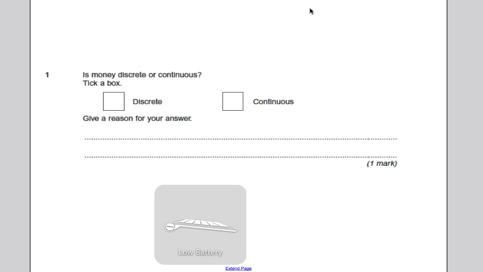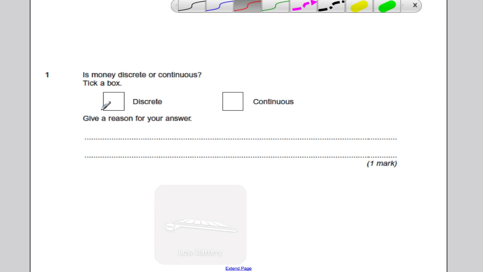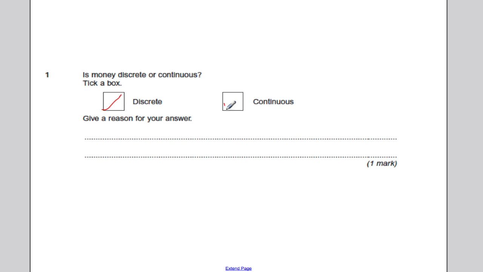Is money discrete or continuous? And in fact we can actually tick both boxes. Discrete or continuous will get you the mark so long as you can give a valid reason. One of the reasons for discrete is you can't have less than a penny. That will get you a mark. Or if you chose continuous, you could quote exchange rates.